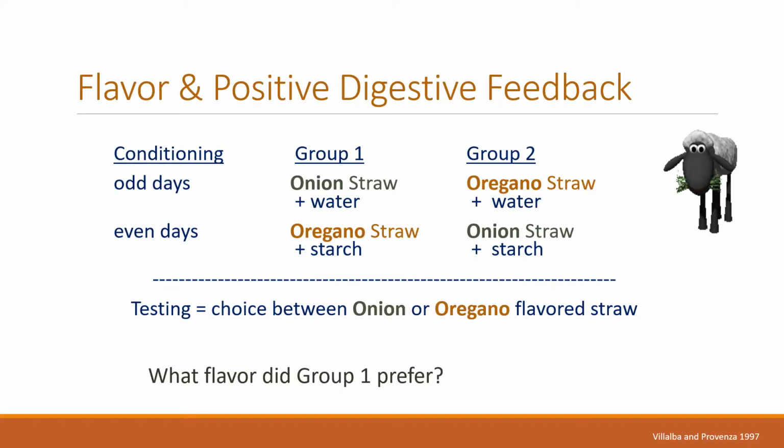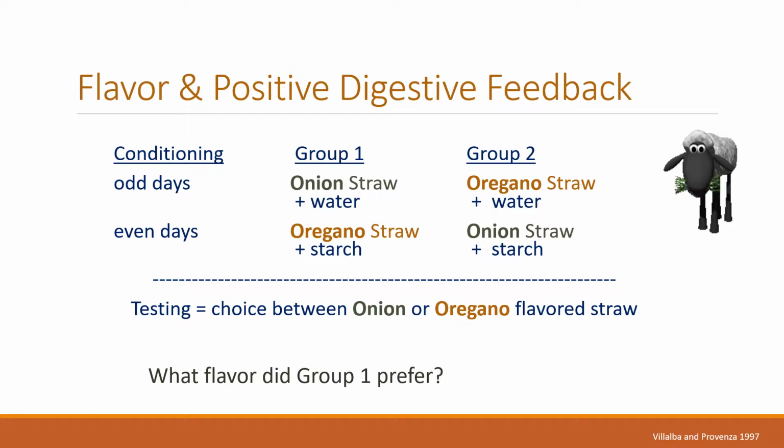So we know that animals have preferences for some foods over another, and we also know that there are flavor and feedback relationships. But how does this work? Here was an experiment that was done in 1997. It was one of the first ones that really showed us a strong relationship between flavor and positive feedback.